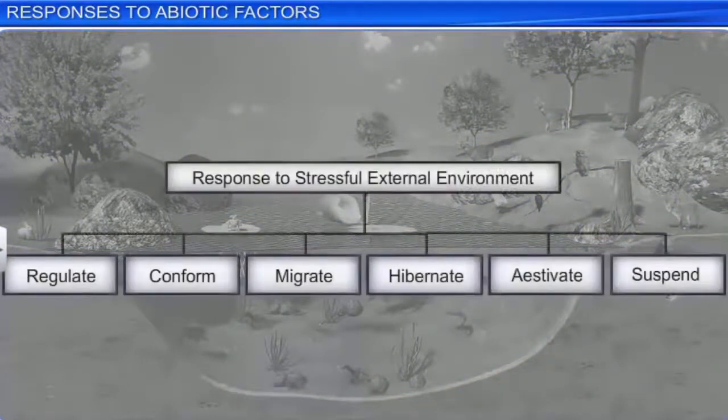There are various ways by which organisms can respond to adverse external environments. They can regulate, conform, migrate, hibernate, estivate, or suspend themselves under such circumstances. Let's take a look at each situation.